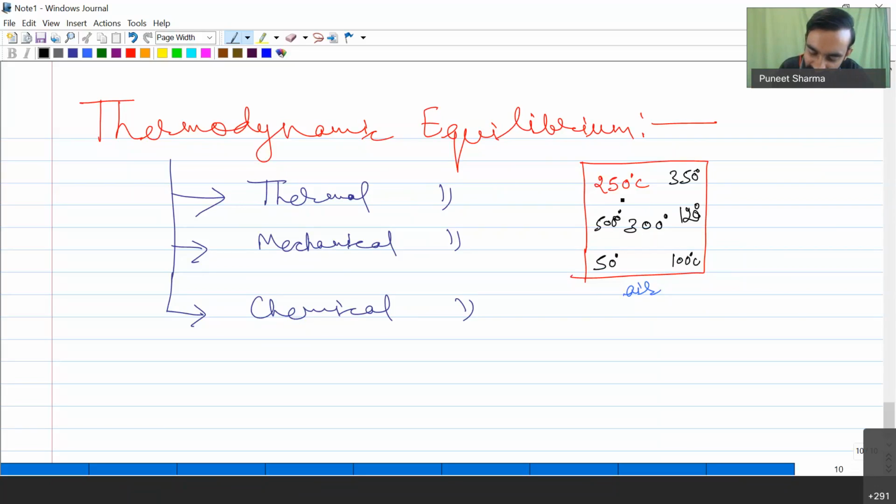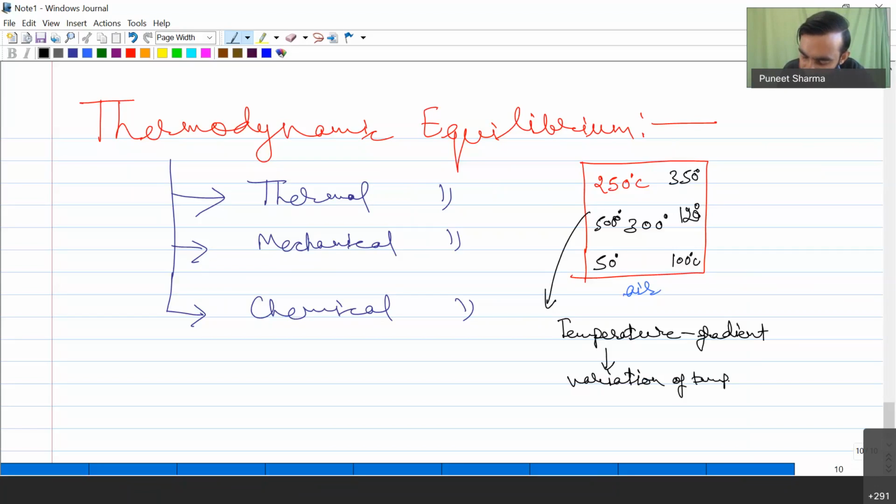If you see, within this system the temperature at various locations is different. From our basic understanding, if there is a difference of temperature, then between two different locations there will be temperature gradients. So in this first situation, we have a temperature gradient. A temperature gradient is nothing but the variation of temperature with location. The gradient of any parameter is the variation of that parameter with location.